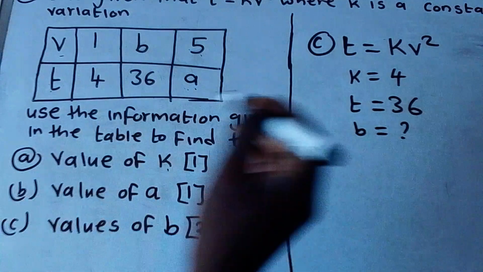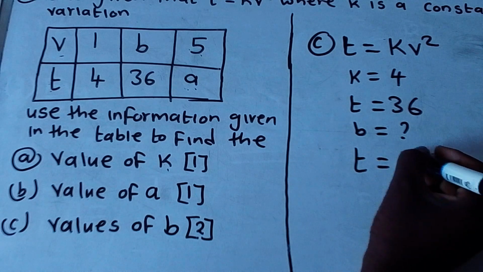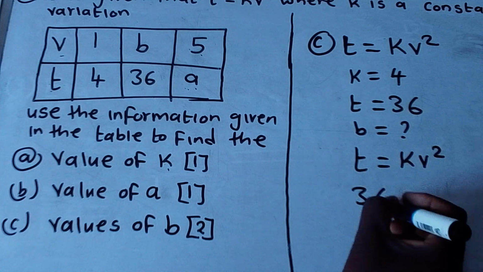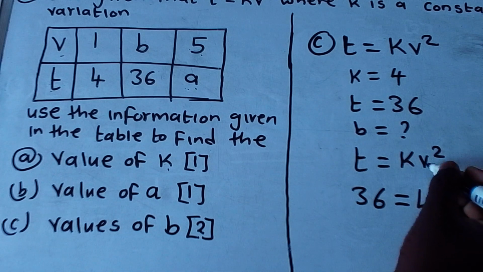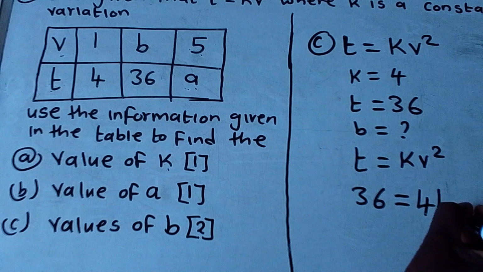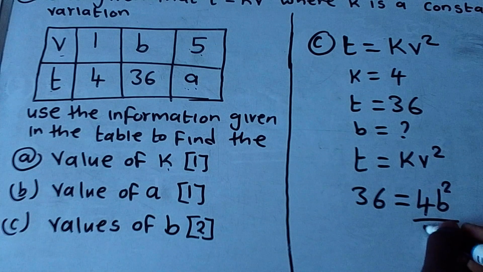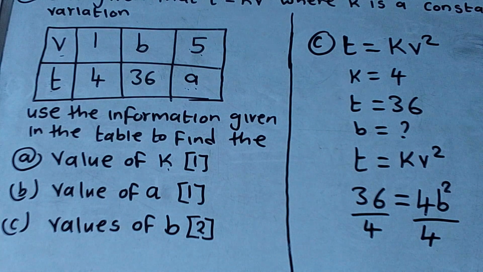That's what they want. So you copy the formula, T equals KV squared. T is 36, equals K, we know is 4, and then V. Instead of saying V squared, we'll replace it by B squared. Why is it B squared? Because it's the letter which we are looking for. Then you divide both sides by 4. Have you seen? I hope you are able to follow.